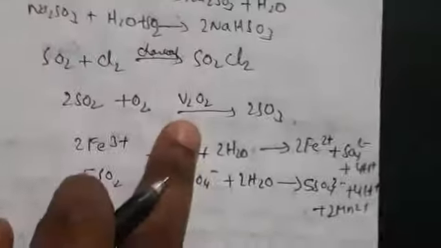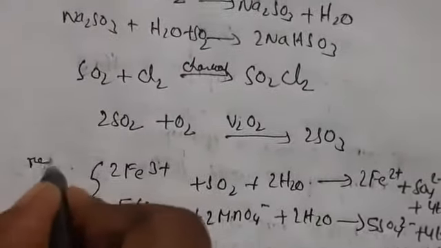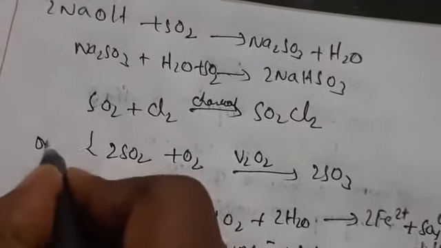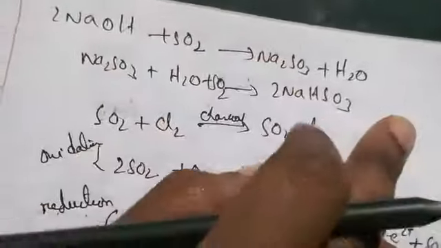It can undergo oxidation reactions and it can undergo reduction. These two are undergoing reduction, and this is nothing but oxidation. It also reacts with acids and bases. So these are the chemical properties.